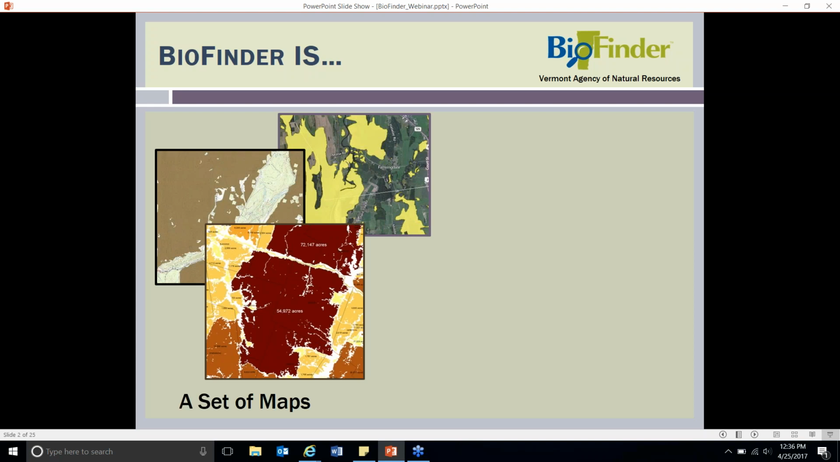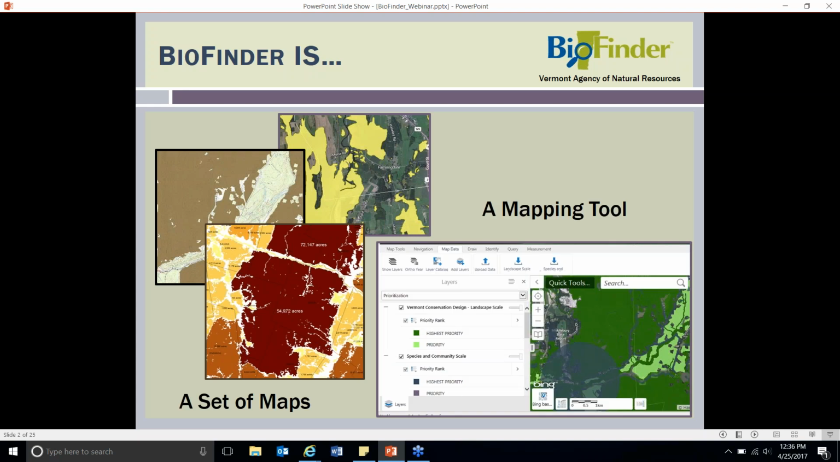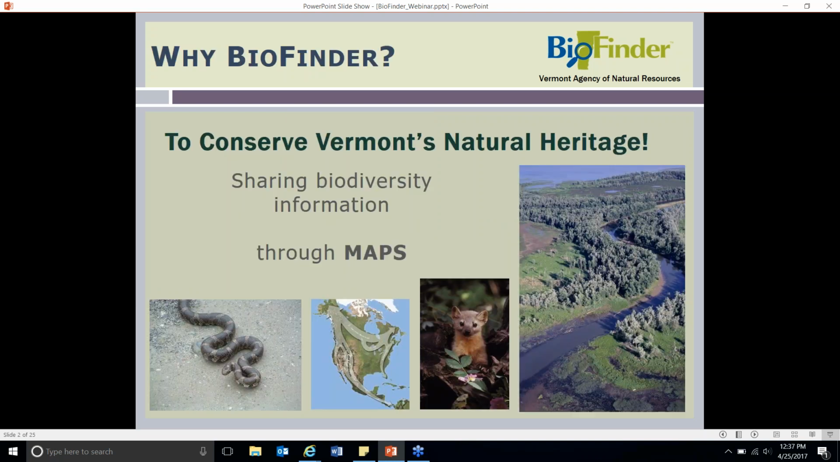BioFinder is really two things. It's a set of maps, but perhaps more importantly, it's a mapping tool. In many ways, you can think of this as a substitute for something like ArcGIS that's publicly available and online. It's certainly not anywhere near as advanced, or complex, but it is free and available to the public.